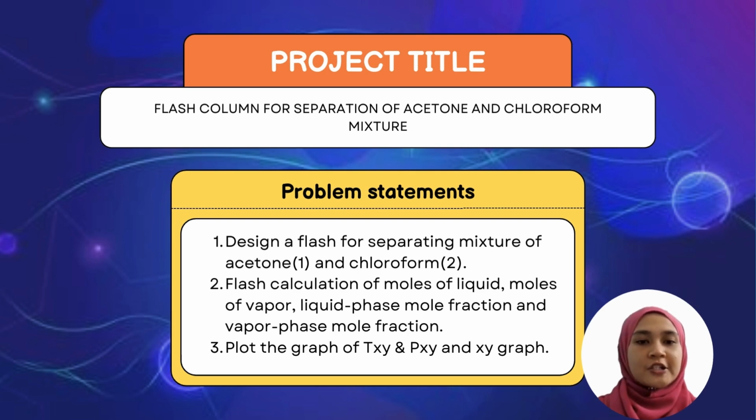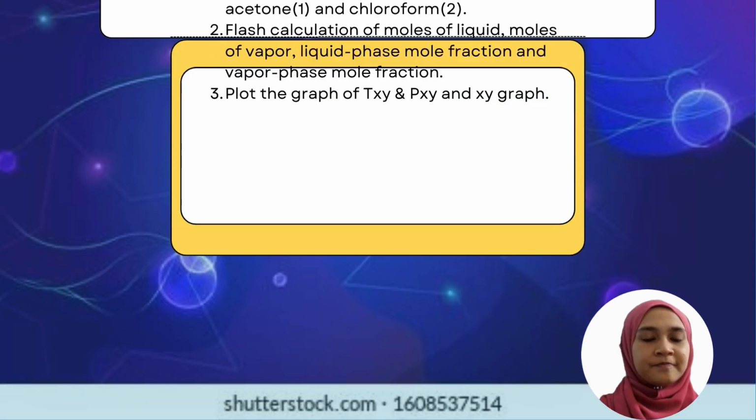Then we constructed 3 problem statements. First, design a flash column for separation of a mixture of acetone and chloroform. Second, flash calculation of moles of liquid, moles of vapor, liquid phase mole fraction, and vapor phase mole fraction. And lastly, we plot the TXY, PXY and XY graphs from the flash column.